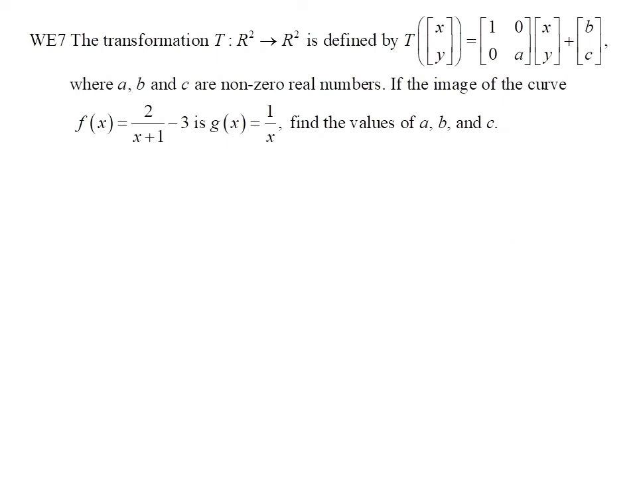Example 7 shows a matrix transformation equation where constants of a, b, and c are non-zero real numbers. The question is to find the values of a, b, and c, given that the matrix equation transforms f(x) to g(x). We herewith demonstrate 2 approaches for this question.